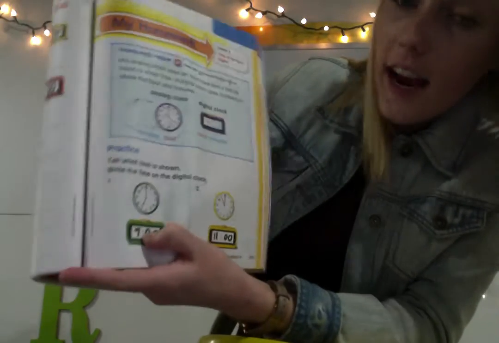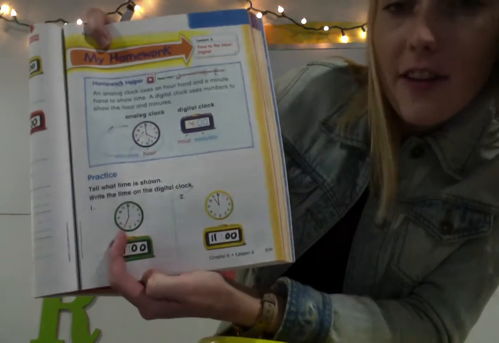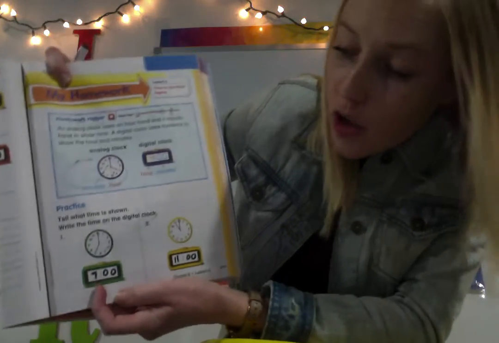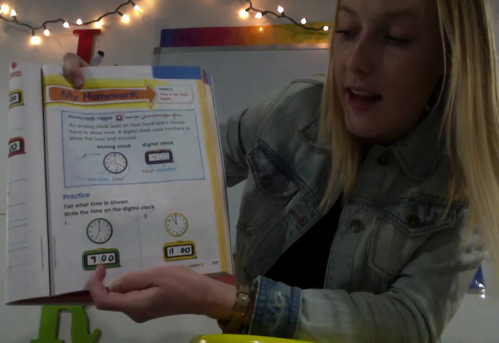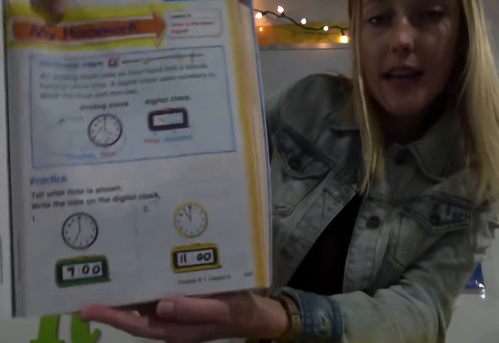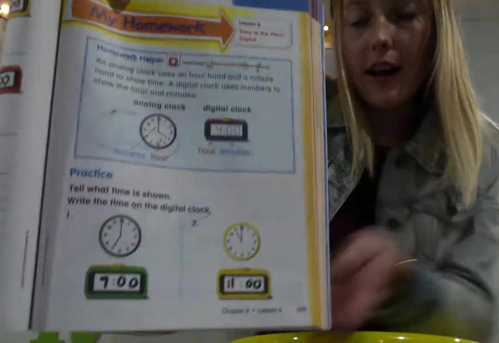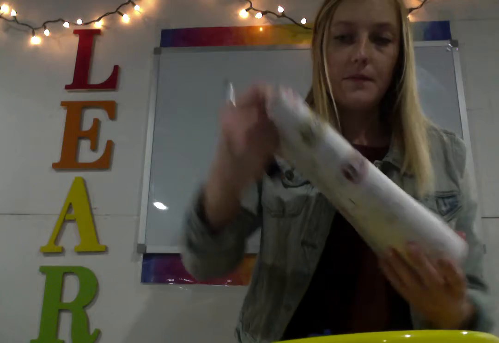This analog clock is showing 7 o'clock to the hour. You had to write 7 o'clock digitally. So 7 o'clock digitally is 7:00. Same thing with number 2. Your analog and your digital should both show 11.